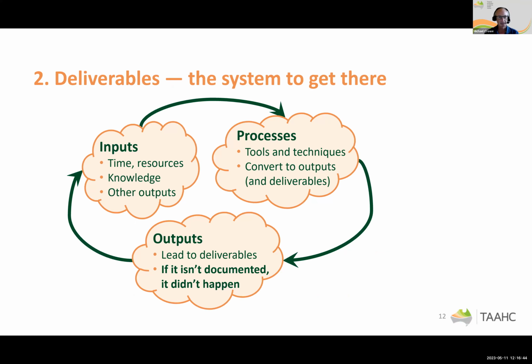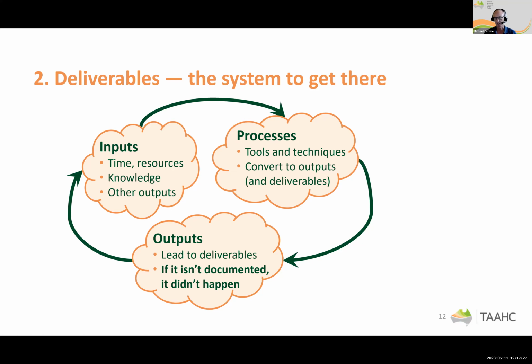Deliverables are usually seen as a bit of a system. So you've got inputs like your time, your resources, money, other outputs that you've created from other places. Then some sort of tools or techniques are used that convert those inputs into outputs and eventually into deliverables. And then any of your outputs are directly leading to the sub-deliverables and the deliverables. And it's one of the things in project management that if there isn't an output, and outputs are usually defined as tangible as well, then something didn't happen.